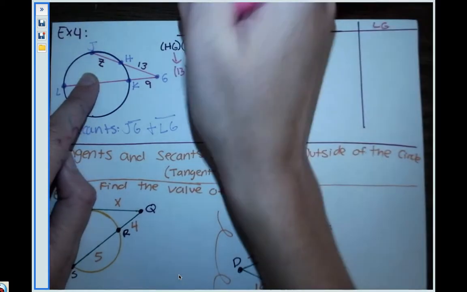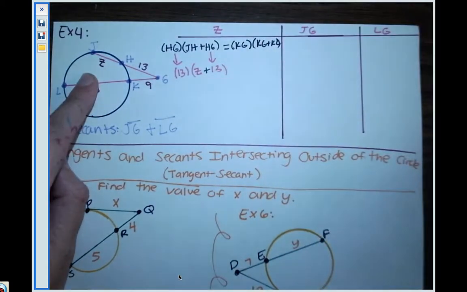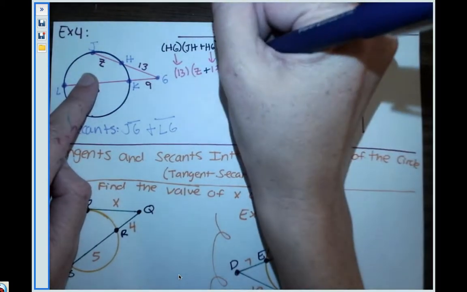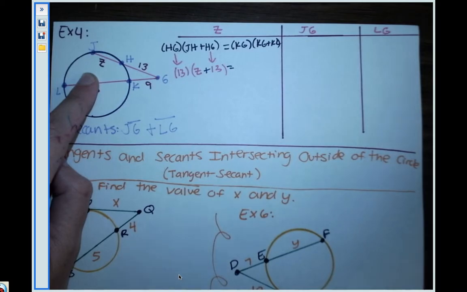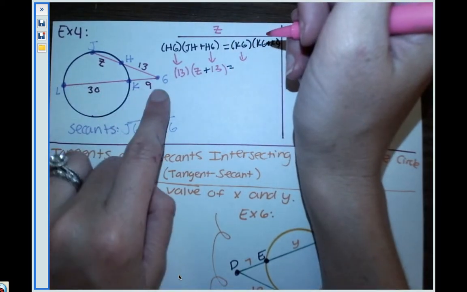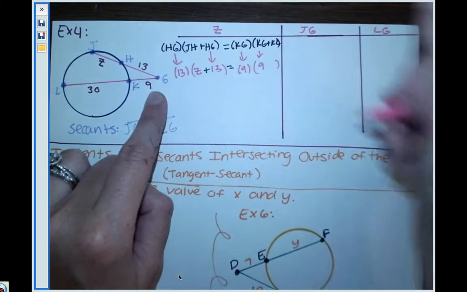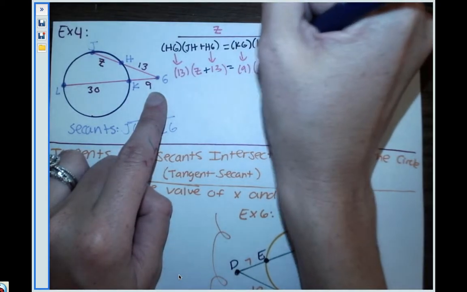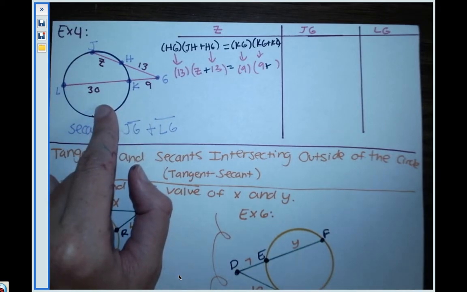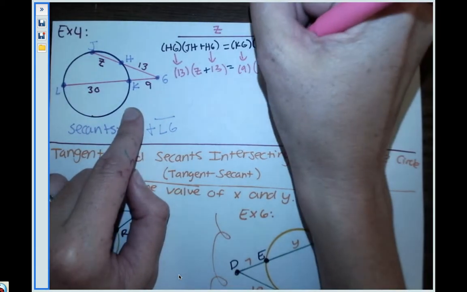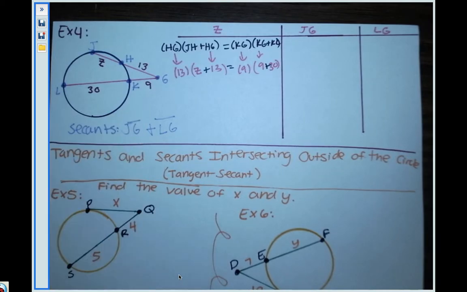Okay, so that will be Z. So I'm going to write that down. All right. And that will equal KG, which is 9, times KG again, holy hot dog, plus LK, or KL, which is 30. All right, let's start solving, you guys.